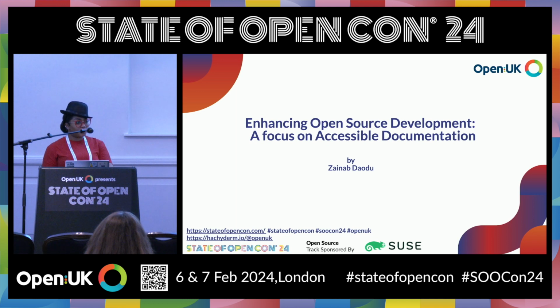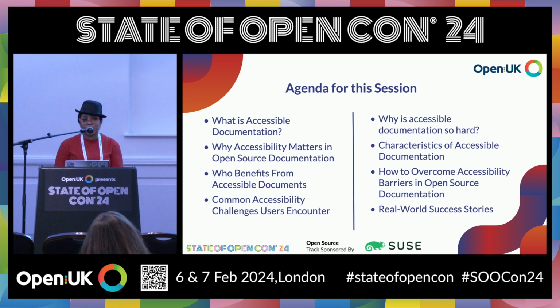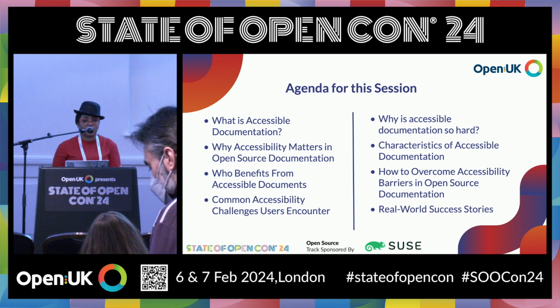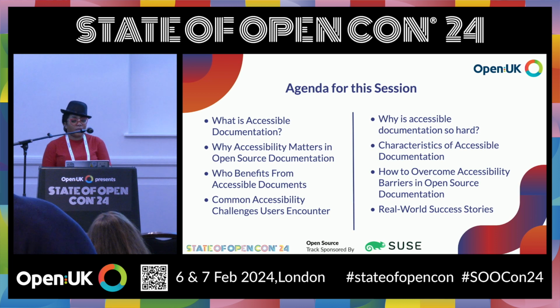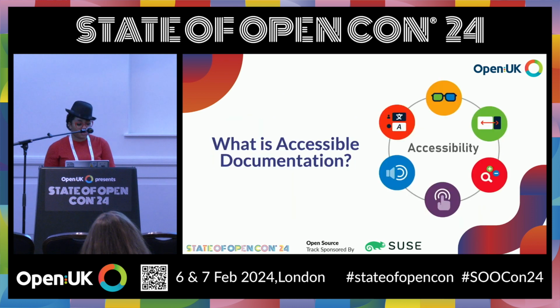So today, based on everything I've said, I'm going to be talking about open source development, focusing on accessible documentation and how this can improve our open source ecosystem. For this session, we're going to be talking about what accessible documentation is, why it matters, who it benefits, common challenges, why it is so hard for open source organizations and communities to have accessible documentation, the characteristics, how to overcome the difficulties, and then a few success stories. So let's jump right into it.